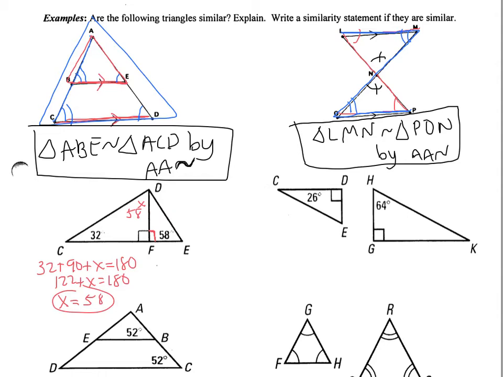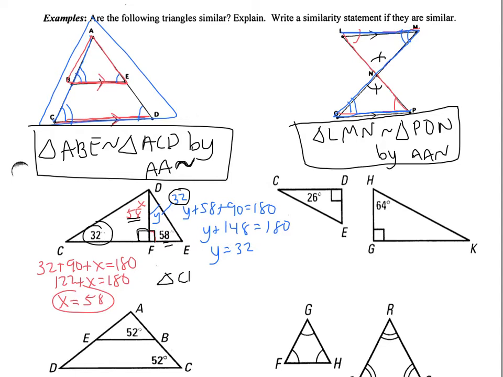Just for fun, let's find this angle here also. I'm going to call that y. So I have y add 58 add 90 equals 180. So this becomes y add 148 equals 180. So I get y equals 32. At this point, you should see that the left triangle is similar to the right triangle. So I have 32 and 32, 58 and 58, and I have the 90-degree angles. So these triangles are similar by AA.